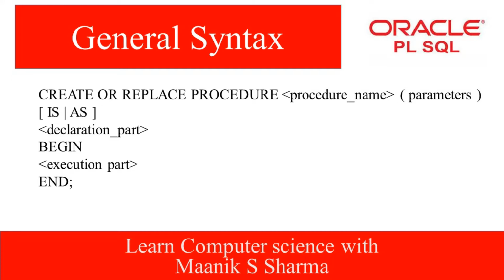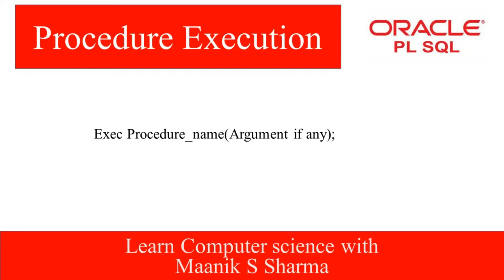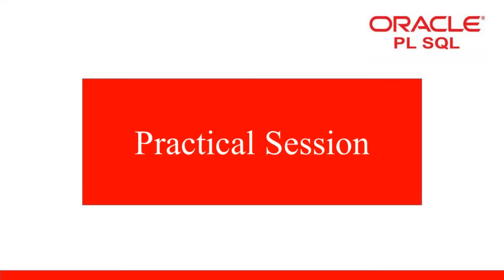After creation of a procedure, the question that strikes our mind is how to execute this procedure. The procedure is executed with an EXEC statement. The general syntax of the EXEC statement is EXEC, name of the procedure, parenthesis start, arguments if any. At the end we need to put a semicolon. If there is no argument, you may simply write EXEC, name of the procedure, semicolon. There is no need to put parentheses.